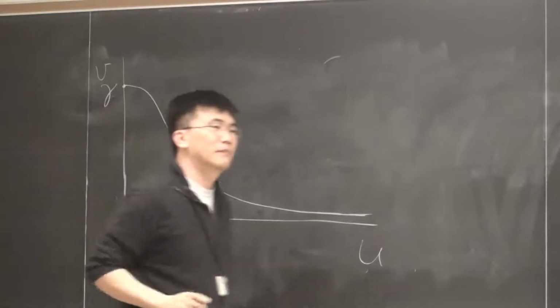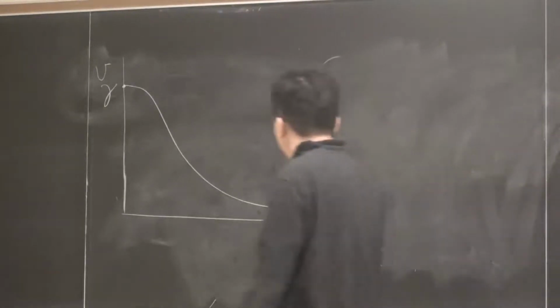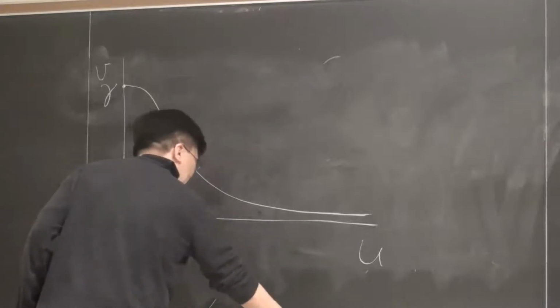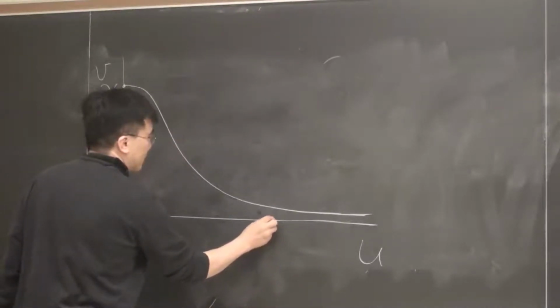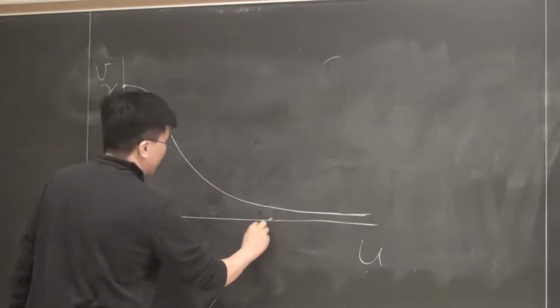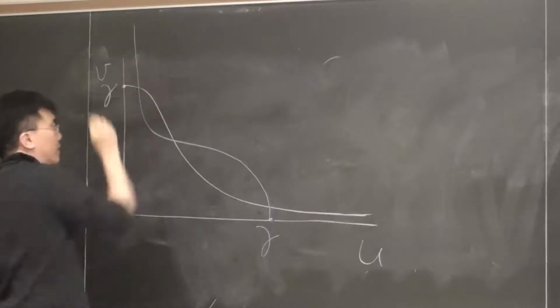I can do the same, plotting u as a function of v. When v is 0, u equals gamma, and when v is infinite, this becomes 0. So I can do the same here. Okay, and then it goes like this.